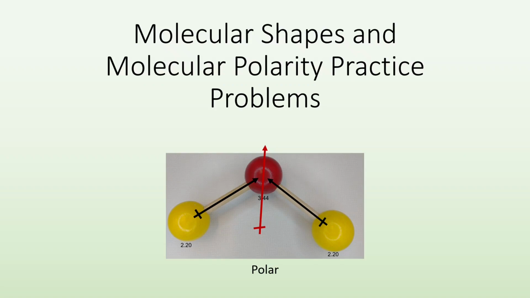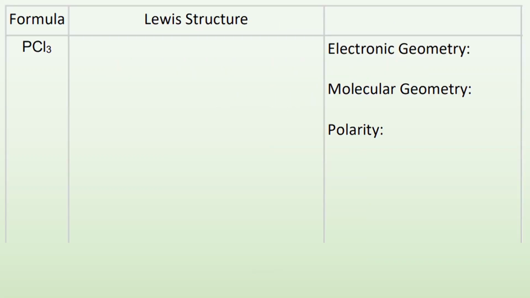Mr. Donahue here again. This time we're going to take a look at molecular shapes and molecular polarity practice problems. So let's take a look at PCl3. If we add up all the valence electrons, we see there are 26 valence electrons to place, which means we're going to get a Lewis structure that looks like this.